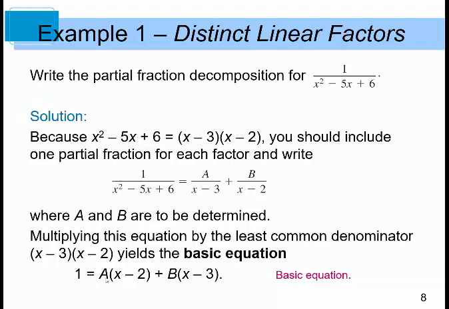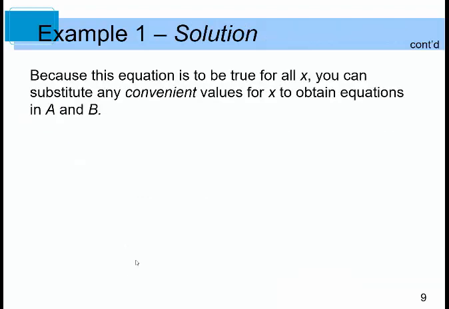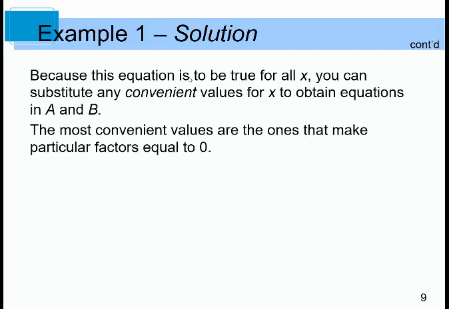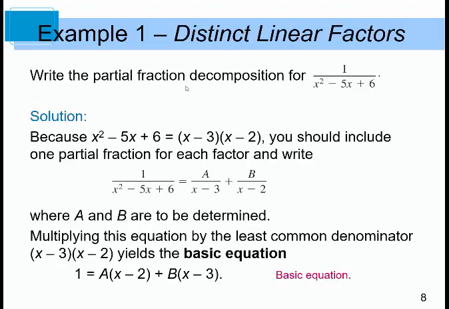Now what's weird is you'll notice there are 3 variables in here. There's a, there's b, and there's the x values. So what you're going to do is actually pick x values to help you find a and b. And you want to pick x values so that one of the terms will go away. For example, if I pick x equal to 2, well, 2 minus 2 is 0. It goes away. Because the equation is to be true for all x, you can substitute any convenient values for x to find a and b. The most convenient values are ones that make the particular factors equal to 0, like if I pick x equal to 2 or x equal to 3.